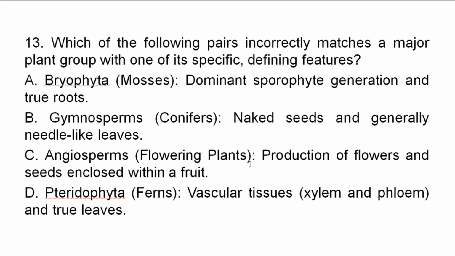So gametophyte in Gymnosperms, Angiosperms, and Pteridophyta are what? Very, very small. But saprophyte is the dominant generation in Gymnosperms, Angiosperms, and Pteridophyta. But in Bryophyta, the saprophyte generation is very small, whereas the gametophyte generation is very large. Good. So the correct answer for question number 13 is A. B, it is correct. Gymnosperms have naked seeds and they have needle-like leaves. C, Angiosperms, they produce flowers and seeds enclosed within the fruit. This is also correct. Pteridophyta, they are vascular plants and they have also true leaves. Good.